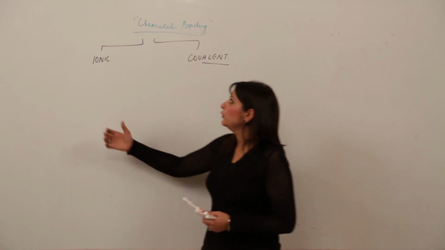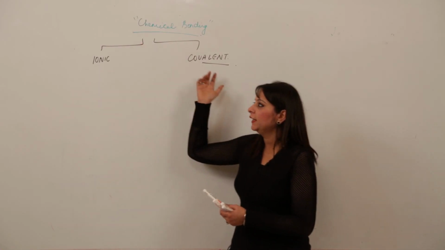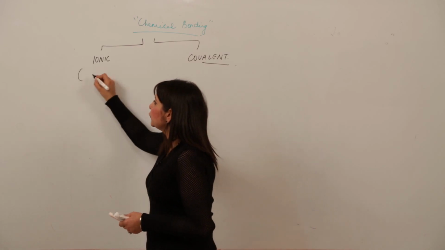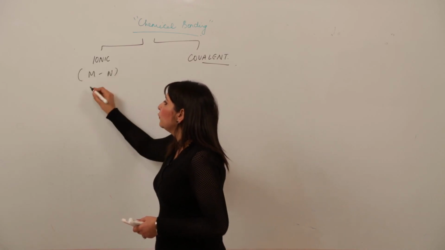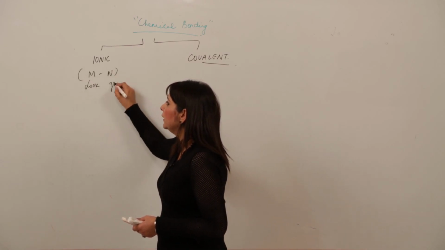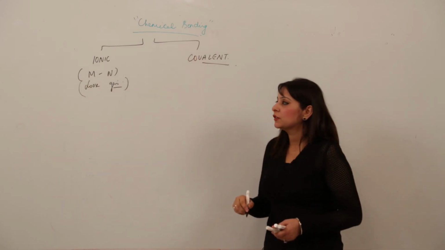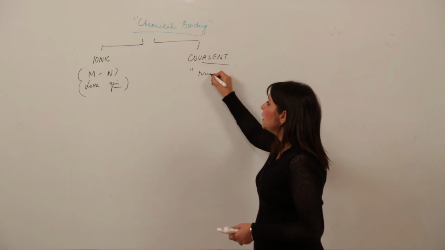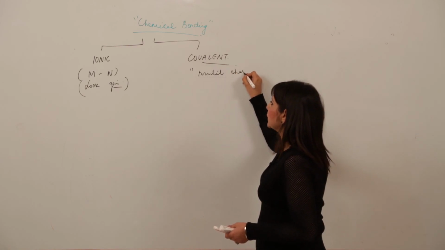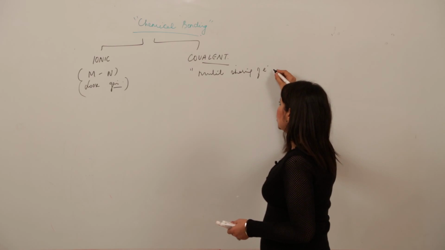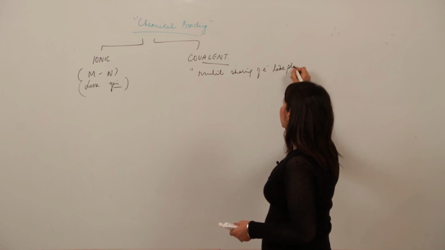Now as I have told you, there are two types of bond formation, ionic and covalent. In ionic, it is formed between metal and non-metal: one loses an electron, another gains an electron, right. Now we will be doing covalent bonding. In covalent, mutual sharing of electrons takes place.